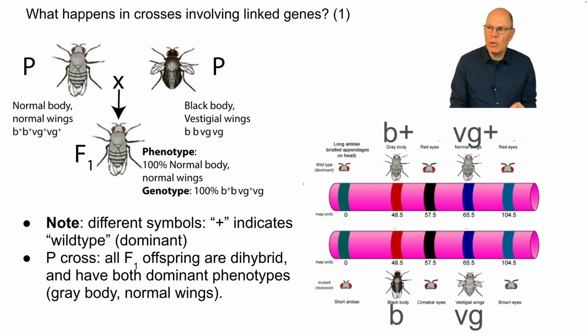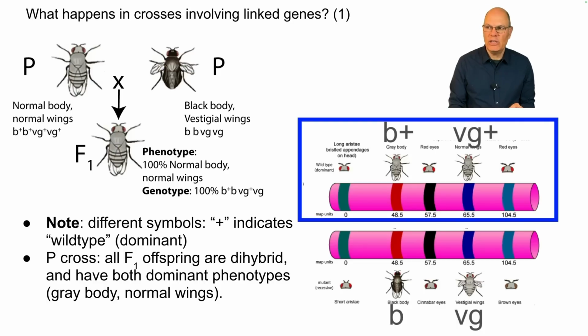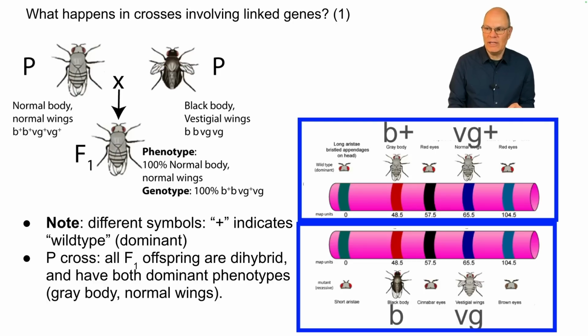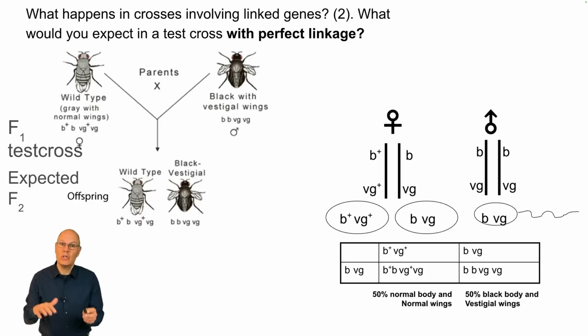Now over here, what we're doing is we're representing this chromosomally. B plus, VG plus, and B, VG. Notice that B plus and VG plus are on the same chromosome, and B and VG are on the same chromosome too. These genes are linked. What if they were perfectly linked and they never separated? What would you expect to happen?